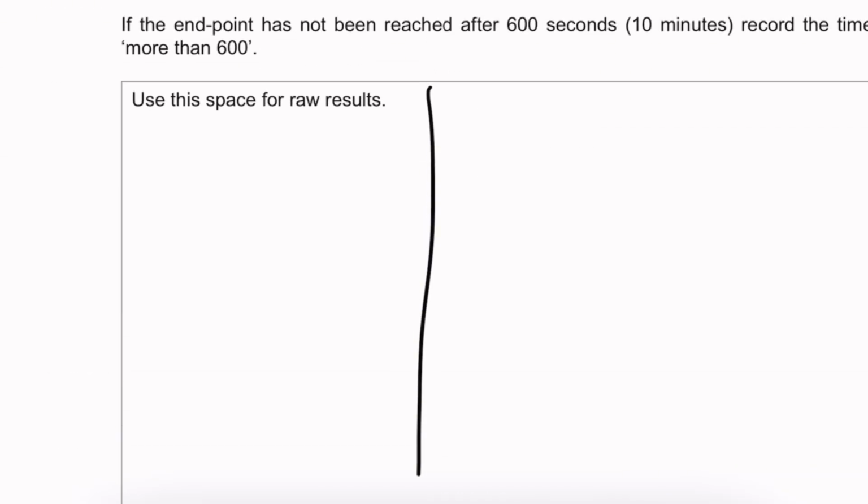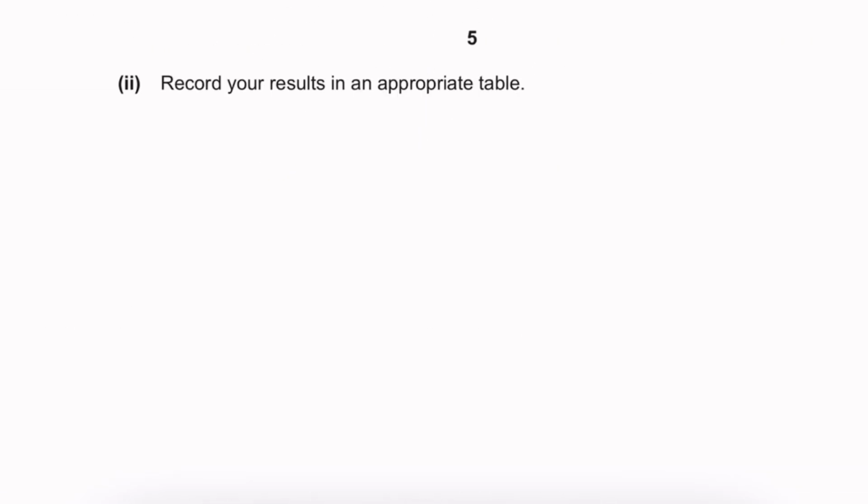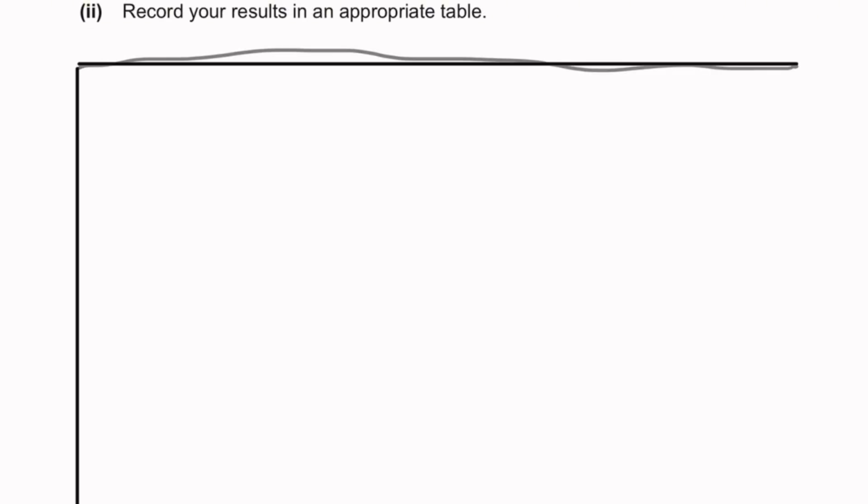So you can just quickly, for example, write down here 20, and then next to it the time taken. So for example, this is an example, 60 seconds, and then 18% something seconds. And then you go ahead and transfer your results here. So record your results in an appropriate table. So remember, we need to write down the glucose concentrations against the time taken, the independent variable against the dependent variable. So let's go ahead and do that.